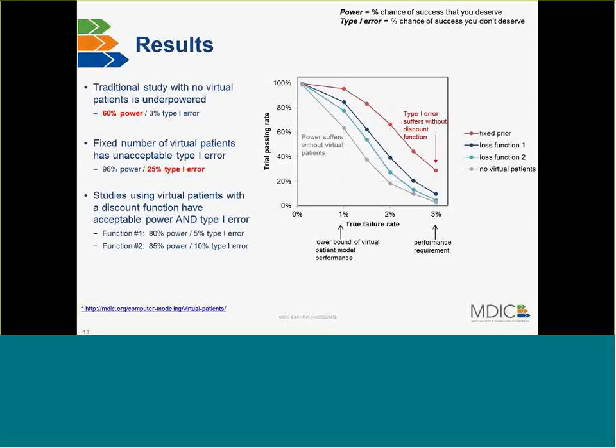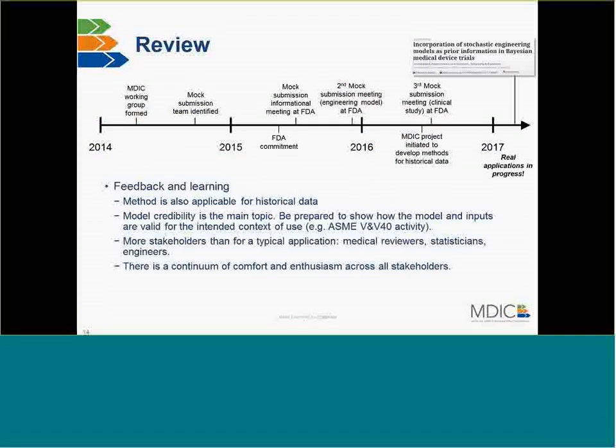But you can see that by using the discount functions, where you get to keep the virtual patients when there's good agreement, and you lose the virtual patients when there's disagreement, that allows you to maintain acceptable power while still protecting the type 1 error. So it shows really good performance characteristics. So where we're at now is we've got a way to specify what a virtual patient should look like. We've got a statistical method to incorporate virtual patients into the study, and we've got great performance characteristics that show that this is actually something that's feasible.